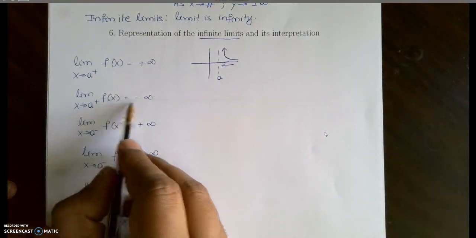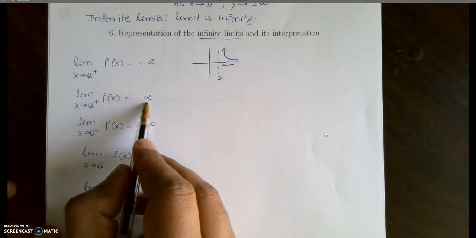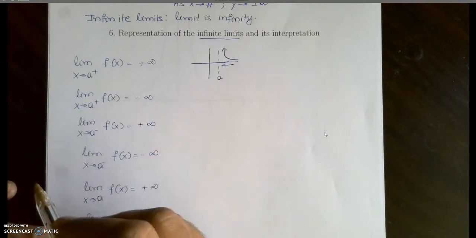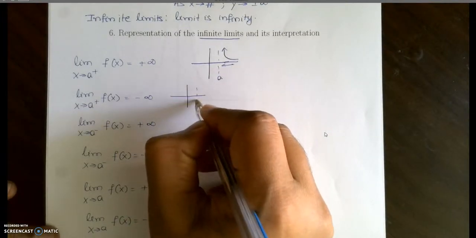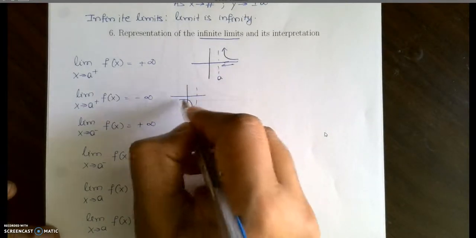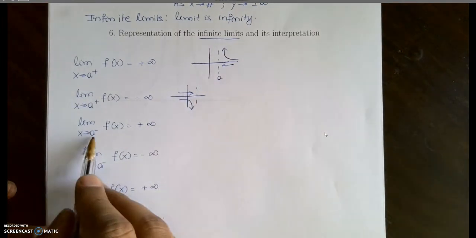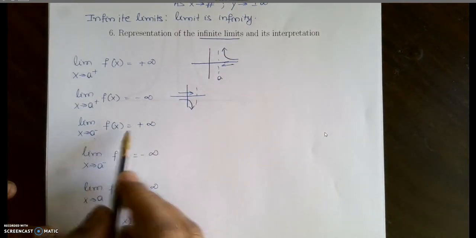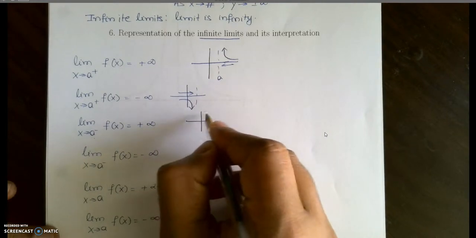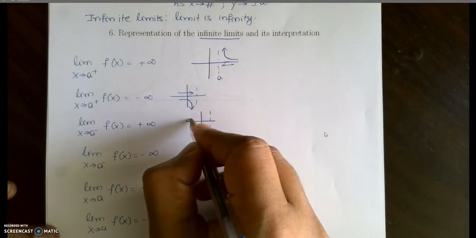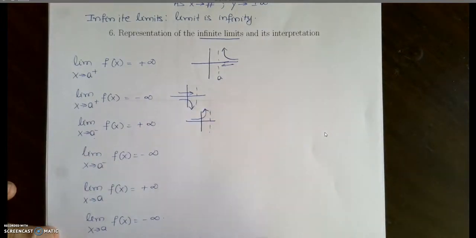The limit approaches negative infinity as x approaches a from the right. That means you could have a graph like this. The left-hand limit at a is positive infinity. That means as x approaches a from the left, the y value approaches positive infinity.